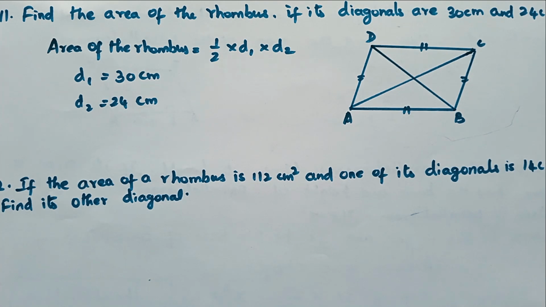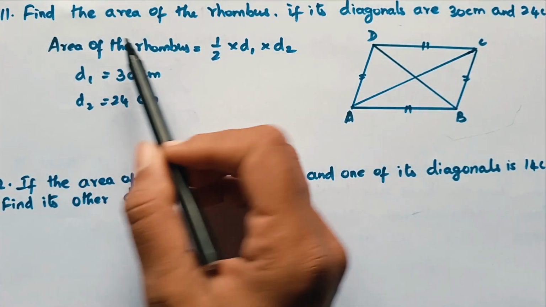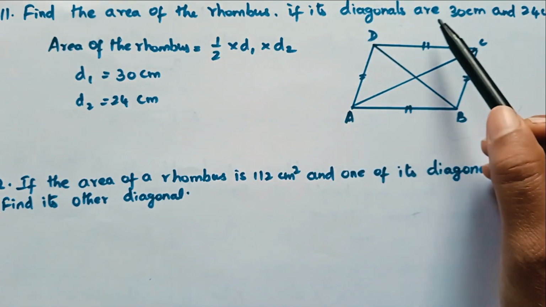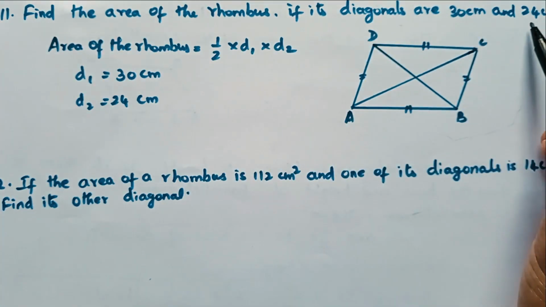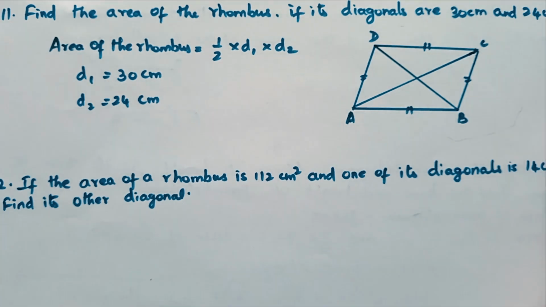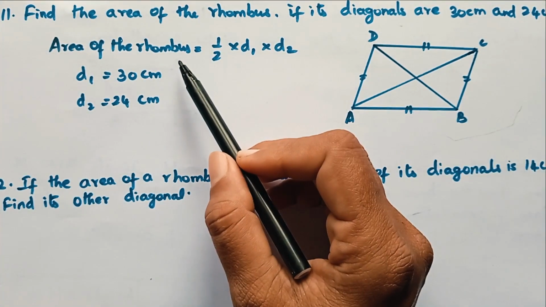Today we are going to solve mensuration exercise 23B sums. Find the area of the rhombus if its diagonals are 30 cm and 24 cm. Okay, we need to find the area of the rhombus.